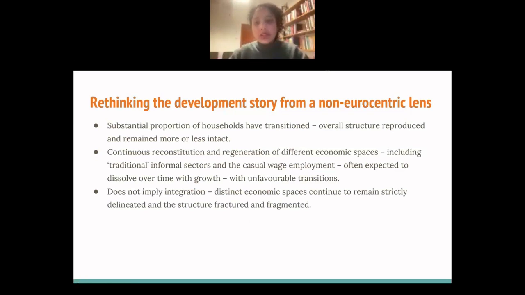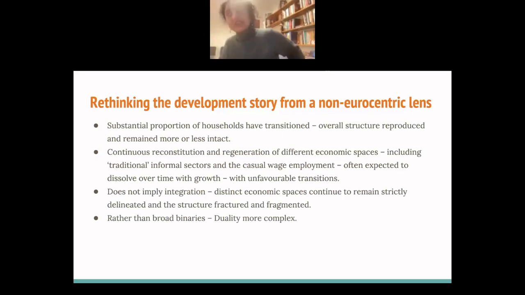And despite so much movement across economic sectors, it does not imply integration; rather, the economic spaces have remained segmented. Despite the overall economic structure remaining fragmented and fractured, we do see a lot of these transitions. So what's our takeaway? The takeaway, and this entire paper is a much longer paper with a lot more empirical support for the claims, is that despite the economic growth of the Indian economy, there has been a continued regeneration of the informal economy, particularly the non-capitalist segments, as well as informal wage labor, which was supposed to wither away with economic growth.